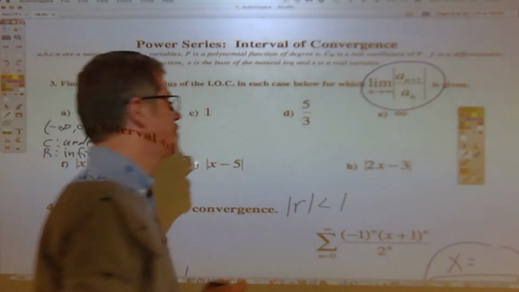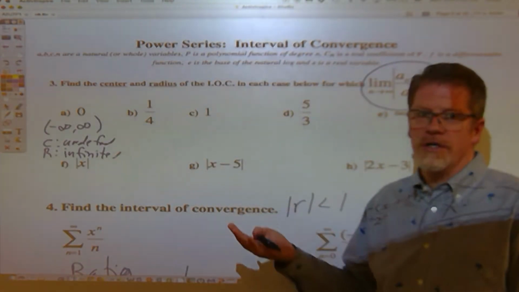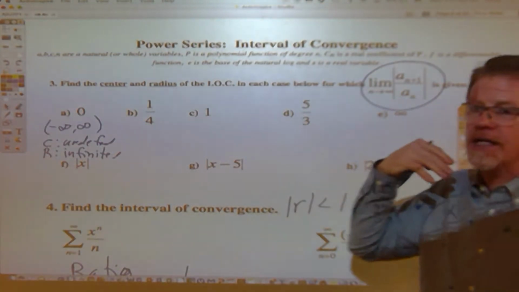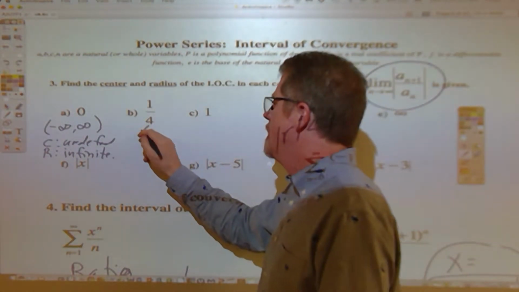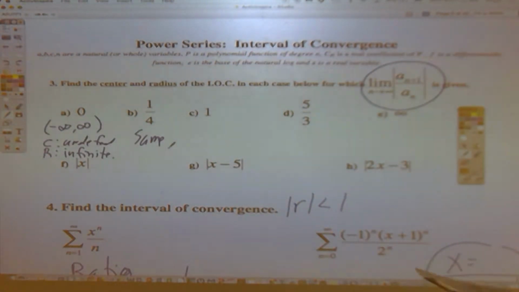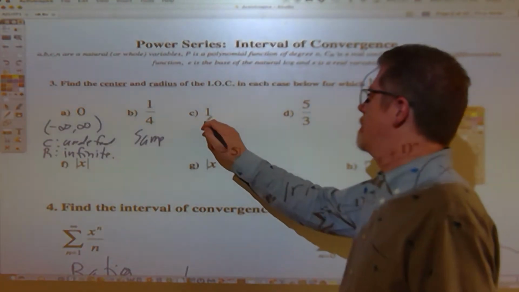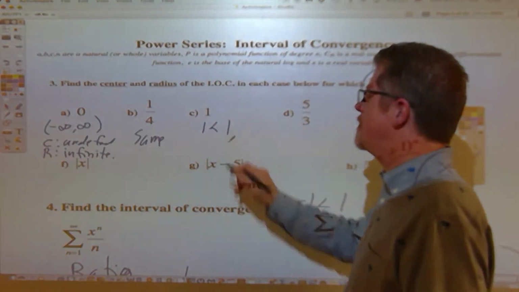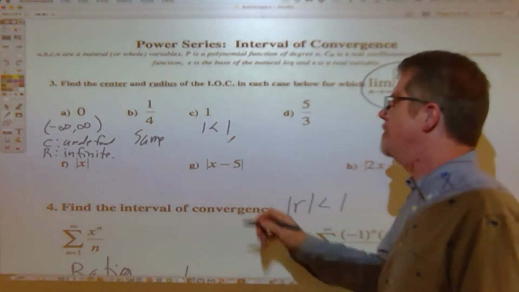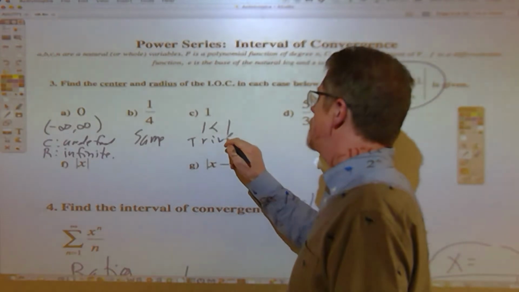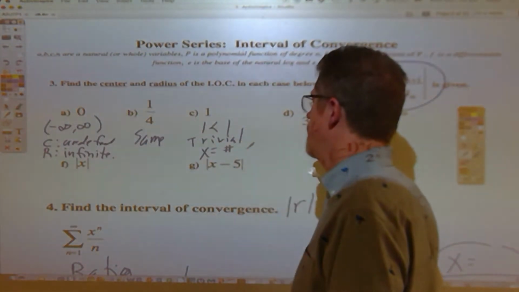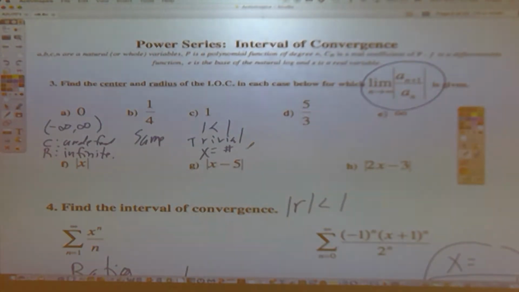What if you get 1/4? Well, guess what? If that limit as n approaches infinity of the absolute value of a sub n plus 1 over a sub n is 1/4, that's also always less than 1. Same result. Okay? What if you get the number 1? Well, turns out that 1 is less than 1 is never true. So this will end up being one of those trivial situations where x equals some number will be the only number in the interval of convergence.